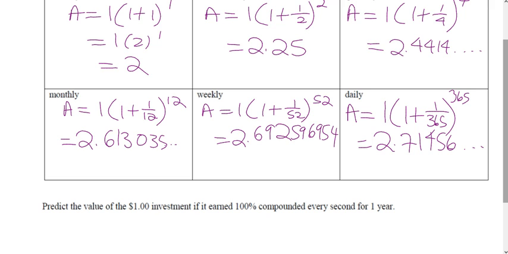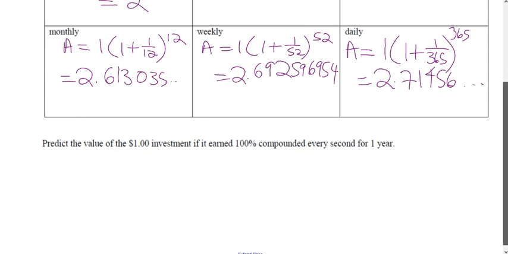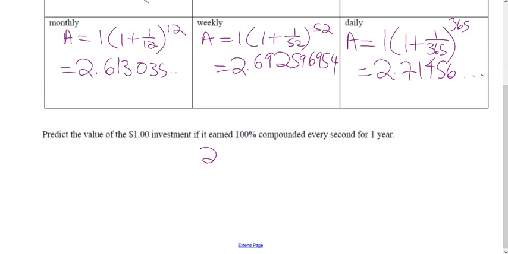Predict the value. All right, what if you got compounded every second? Well, we can see that we went from 2 to 2 1/4 to 2.44. It's growing, but it's slowing in its growing. And so every second per year, here's the number.